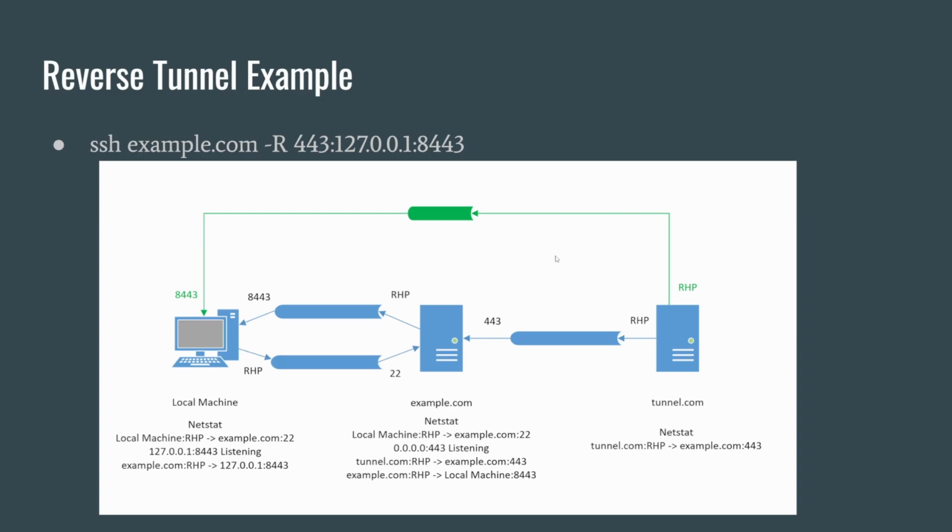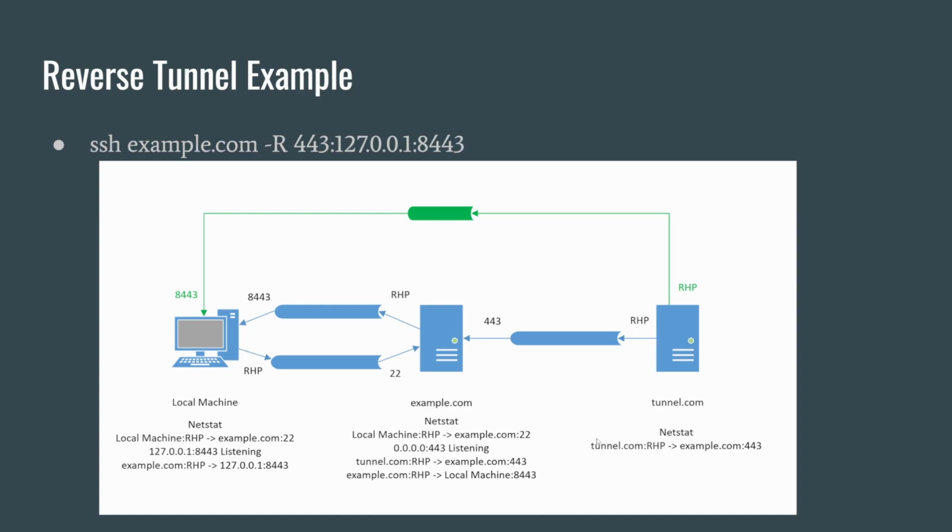So looking at the netstats, in this case, tunnel.com is making the connection to 443, and it will actually not hit 443 on example.com, but it would be forwarded back to your machine on 8443, designated with this tunnel picture right here. So let's look at the netstats.